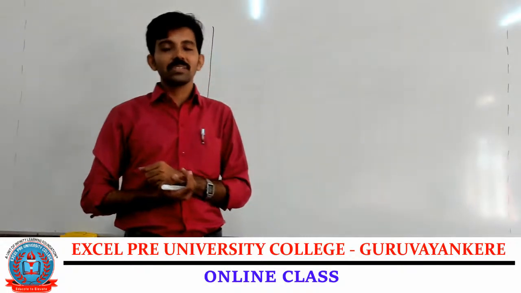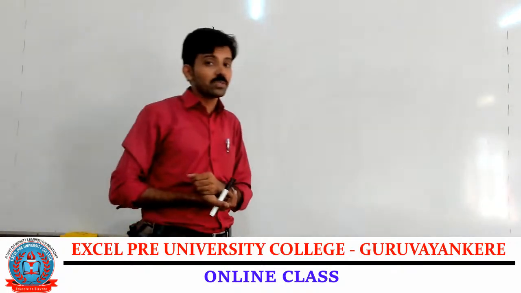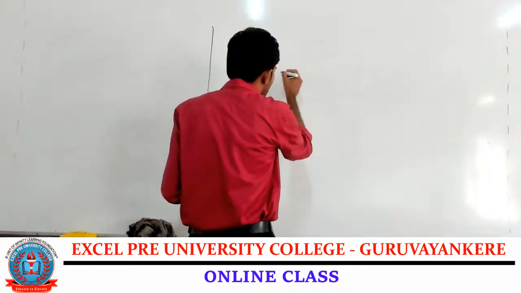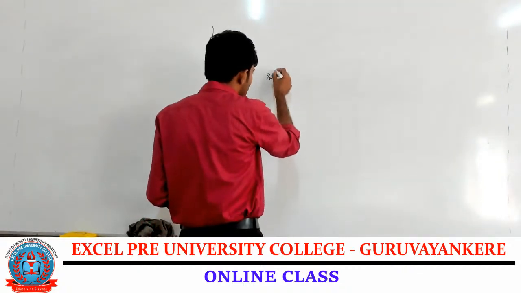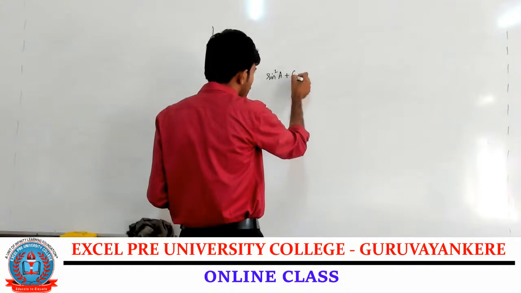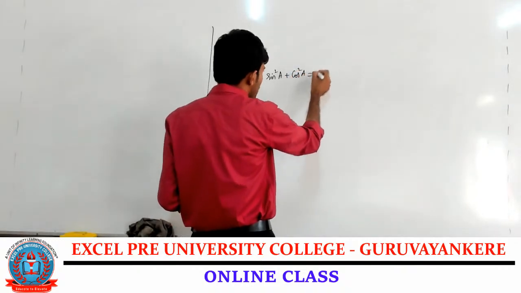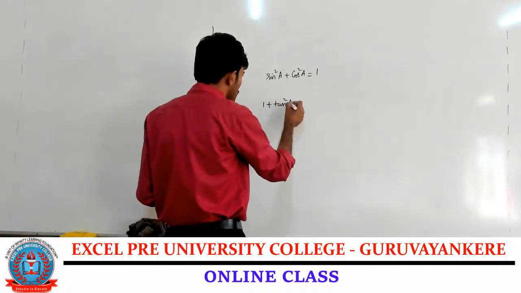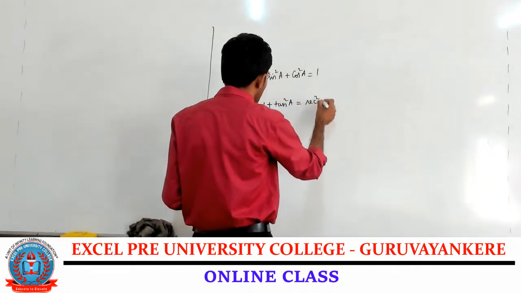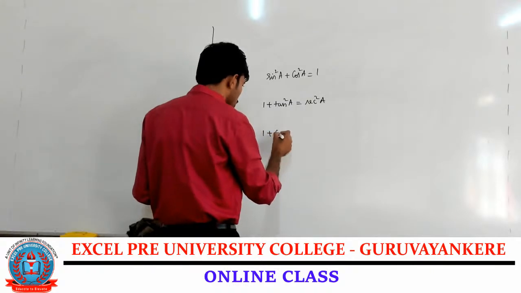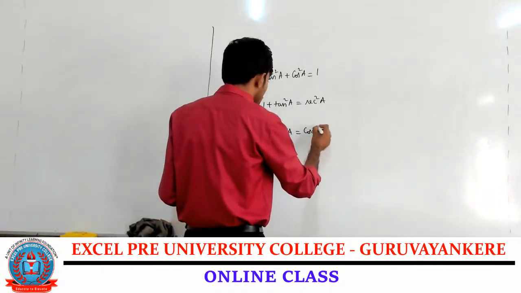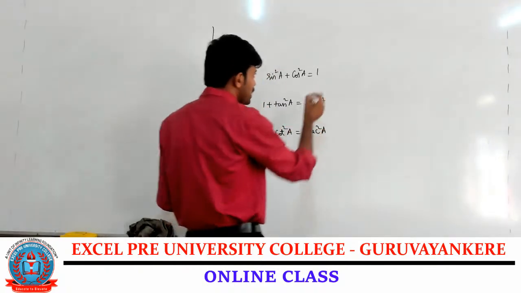Okay, whatever trigonometry formulas you studied so far up to 10th standard, that also you have to remember. sin²A + cos²A = 1. These are the fundamental trigonometric identities. 1 + tan²A = sec²A. 1 + cot²A = cosec²A. Correct? All these things are the fundamental trigonometric identities.